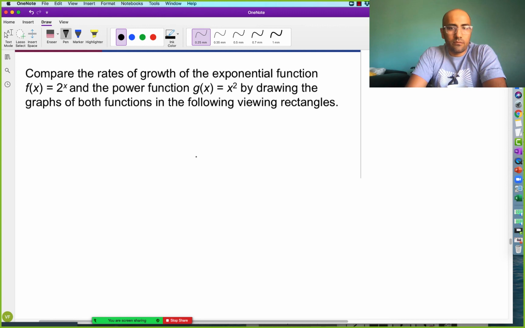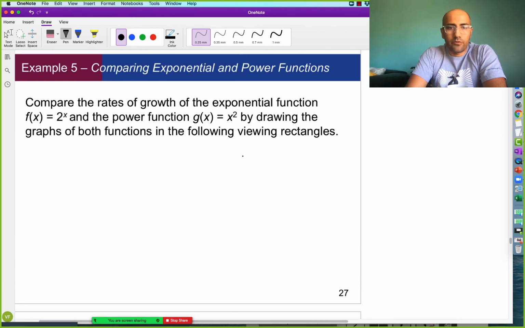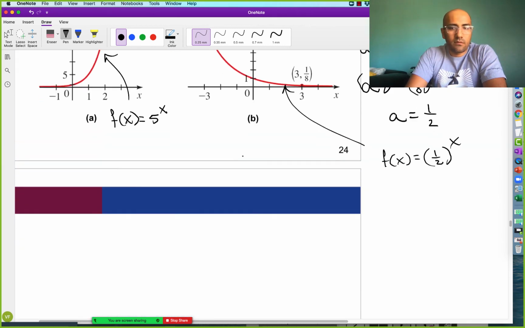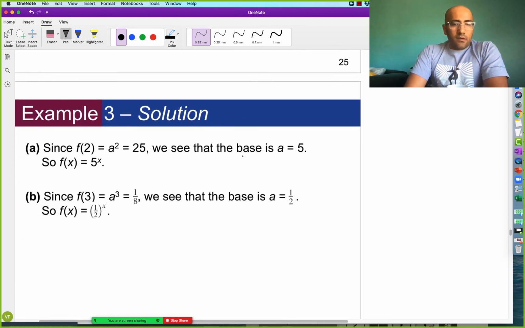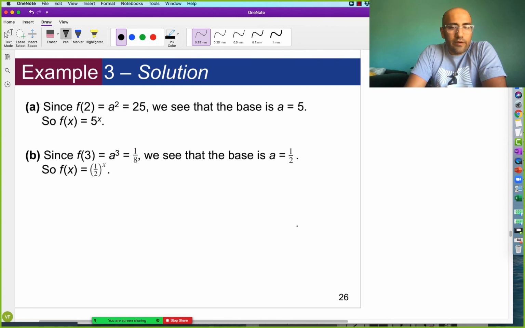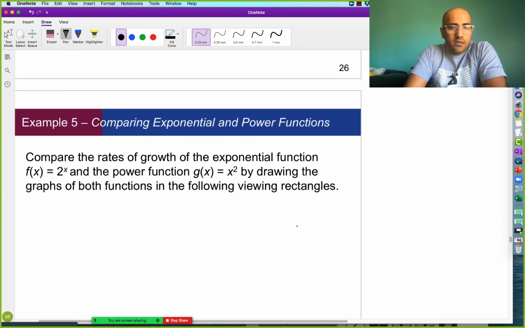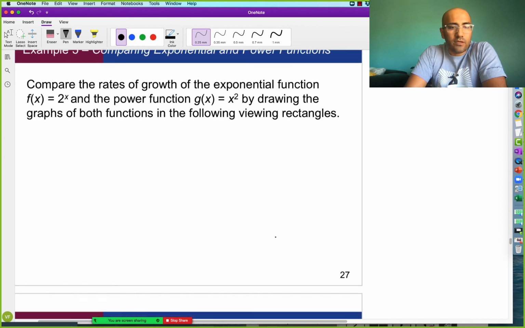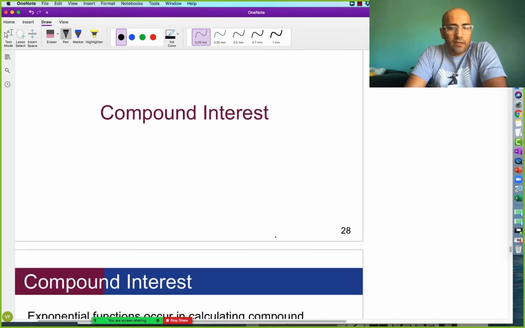Cool. What happened? So I'm having some computer issues here. Skipped a bunch of things. Okay, so this is the work we found already. Solutions for that. Compare the rate of growth of these two functions. I already did a little bit of that to show how much faster this grows when compared to that. So don't confuse them. And compound interest.